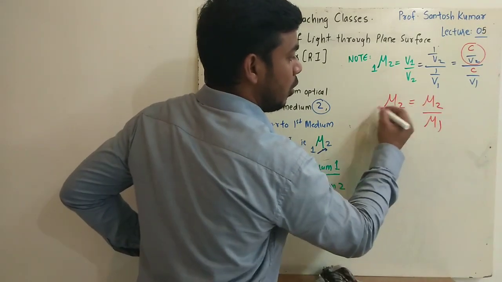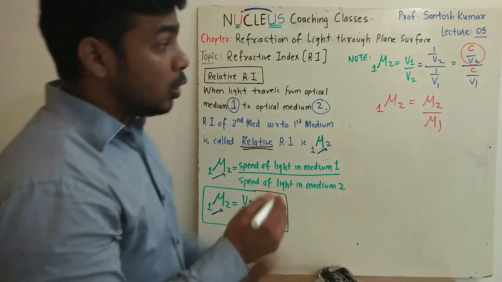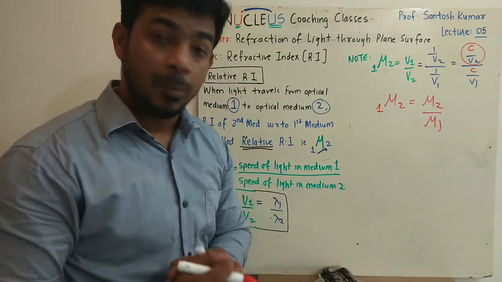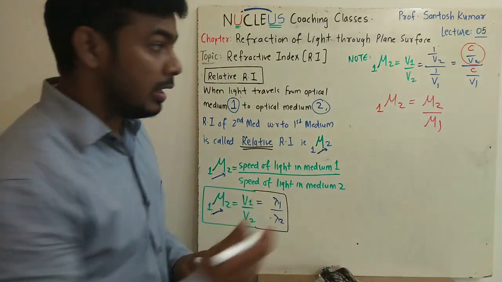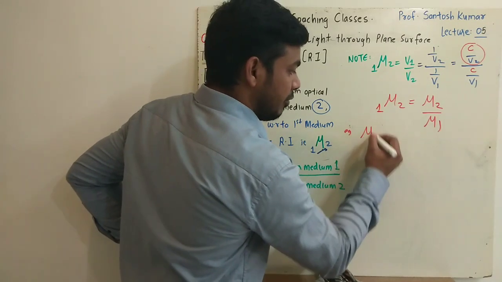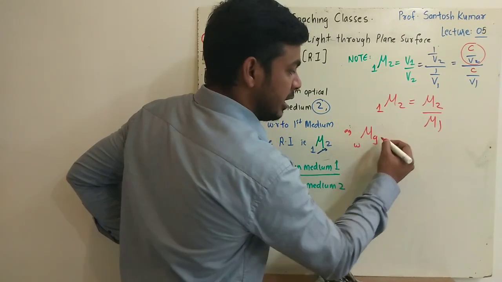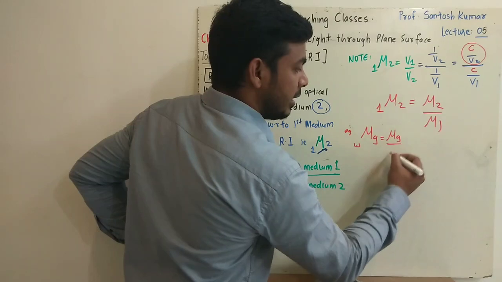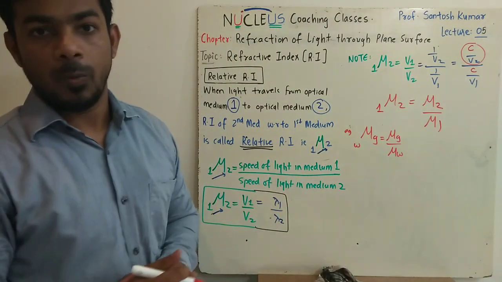Remember, mu 2 of 1 can also be written as mu 2 by mu 1. This is the proof I have given to you. That means, for example, the refractive index of glass with respect to water can be written as mu g by mu w.